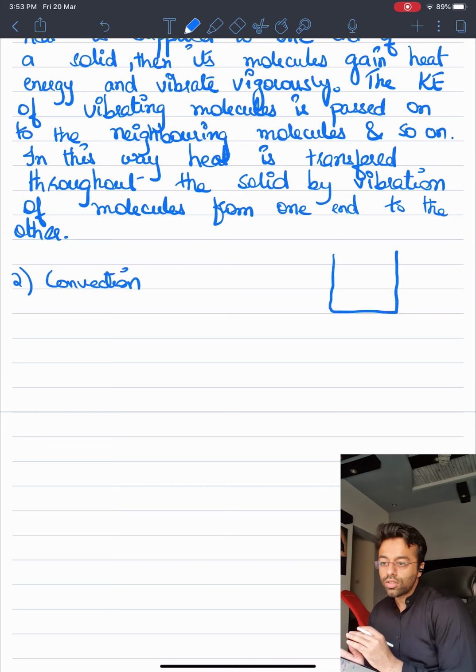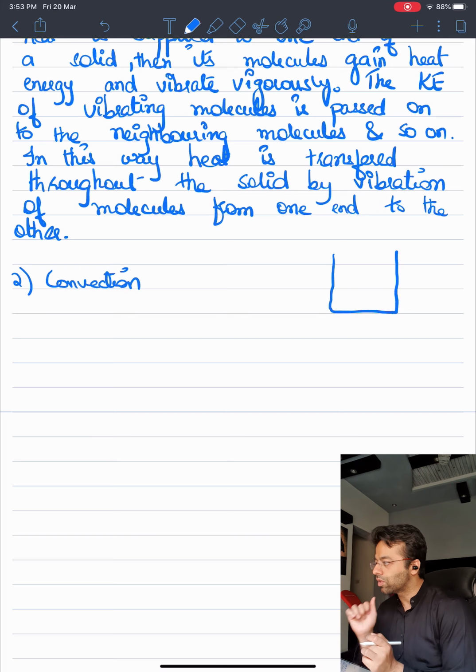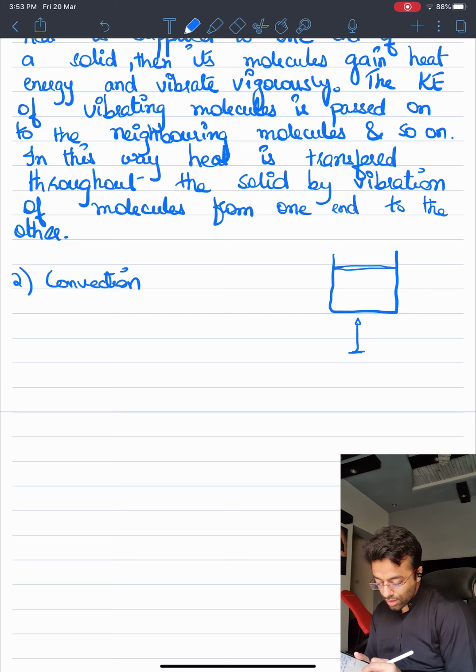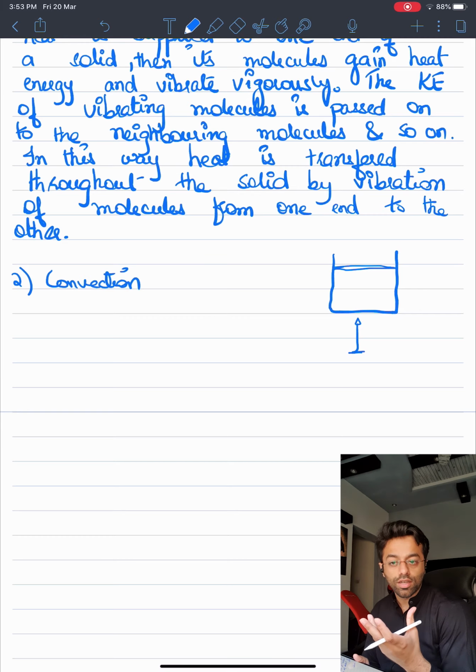Okay, convection is mostly in liquids and gases. How heat is transferred, let me talk about that. Convection, for example: you have a beaker, and there's a Bunsen burner under this beaker, and the water is getting heated. So let's say all the molecules near the base of that beaker will gain energy.